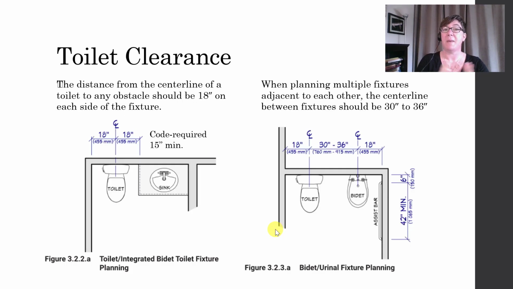In general, you need to space your toilet away from obstacles so you're not too tightly hemmed in. Code requires 15 inches from any obstacle to the center line of your toilet. NKBA gives you a little bit more space and recommends 18 inches. This includes obstacles such as this cabinet right here. If you've got multiple fixtures next to each other, for example, this toilet and bidet, then the center line from one fixture to the next should be somewhere between 30 to 36 inches.